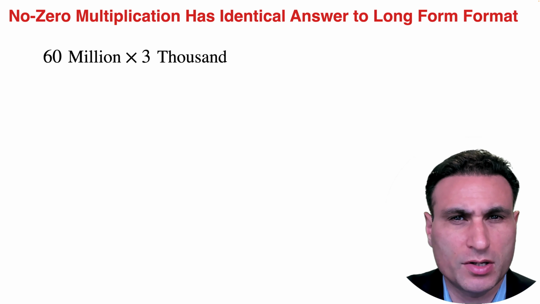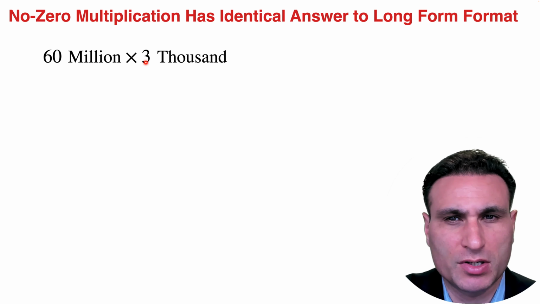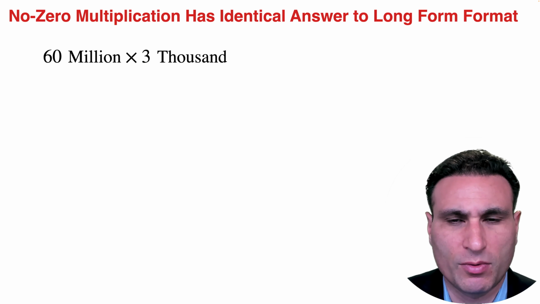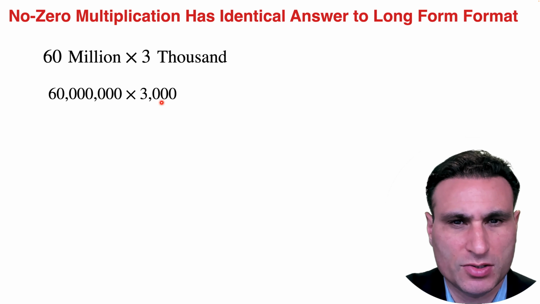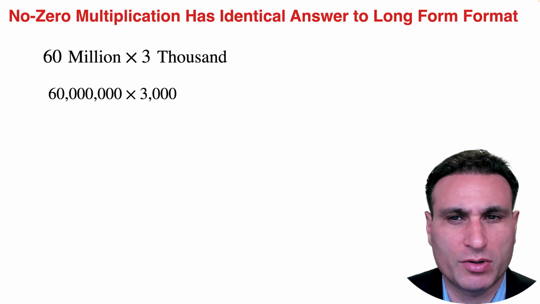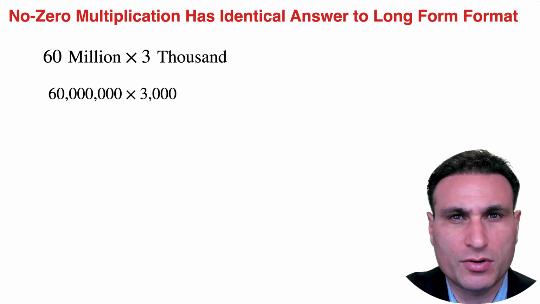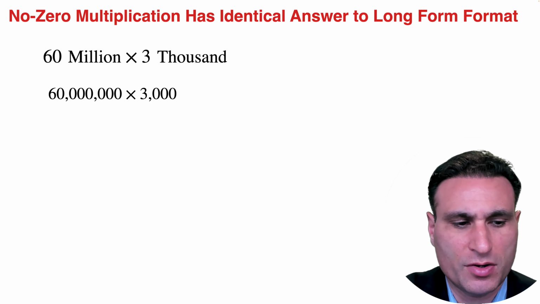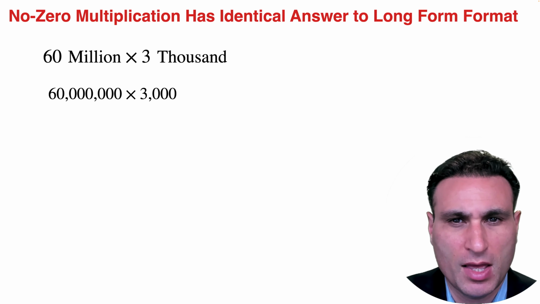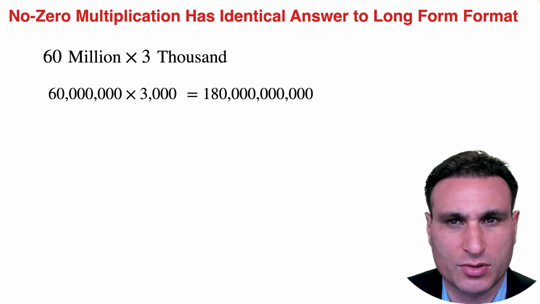Another important point is that no zero multiplication gives the same answer as long-form format calculations. Let's consider the example 60 million times 3,000. Using long-form format, we have this. This is 60 million, this is 3,000. Traditional math generally tells students to multiply the leading terms, which are 6 and 3, and then count the zeros in the original multiplication terms. There are 7 zeros in 60 million, and 3 here, for a total of 10, and then append this number of zeros to the first result. 18 with 10 zeros looks like this.